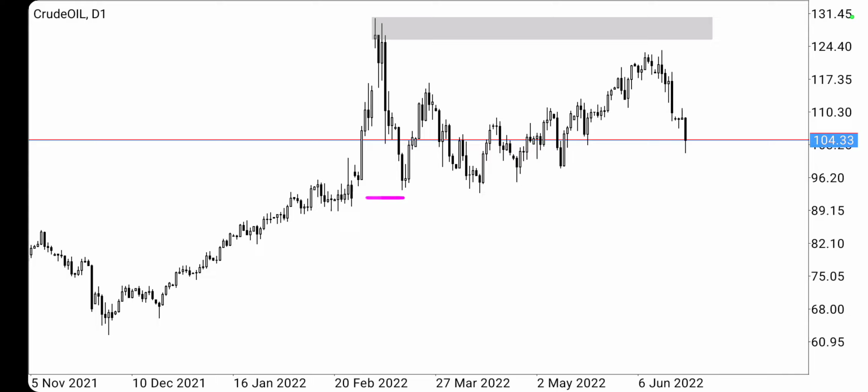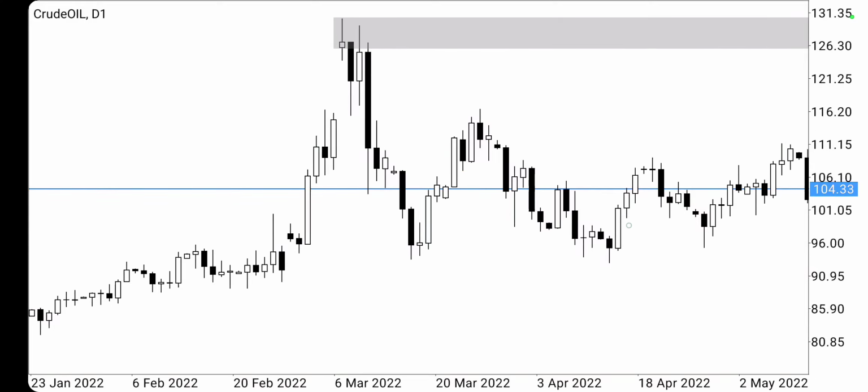Or someone can say, but this looks like a swing from this point. Okay, let's zoom in. Okay, I'll give you that. Like from this, you can say this looks like a swing. That is fine. It means your trend line was here.